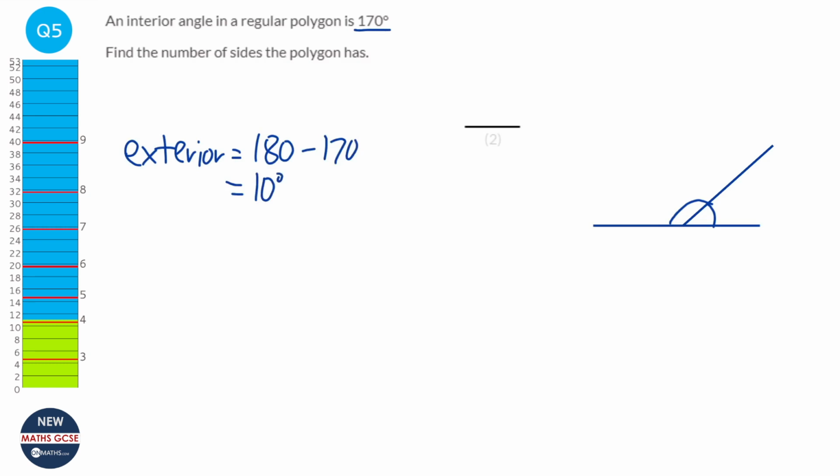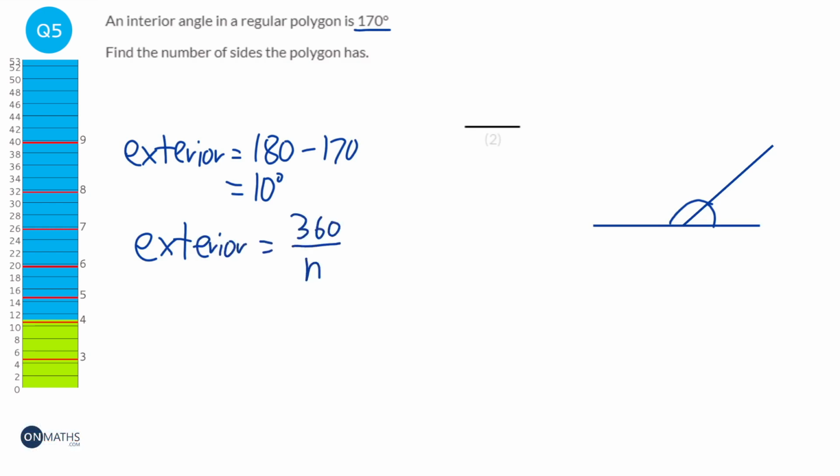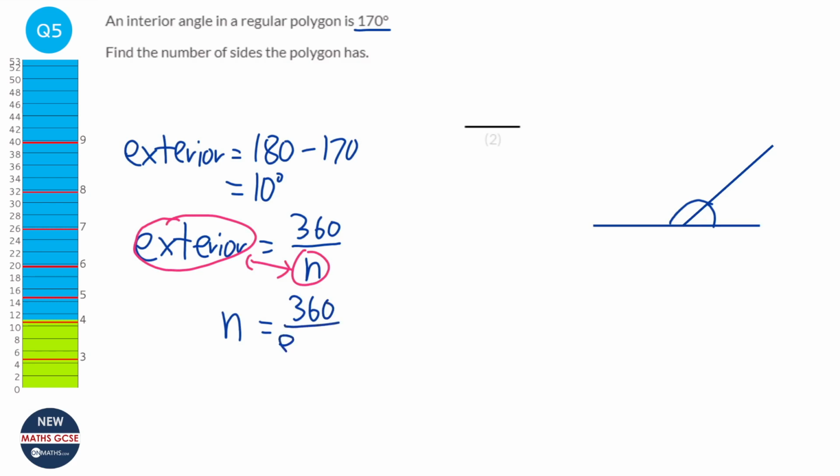So we've already done a different formula for exterior angle, which is 360 divided by n. And something we can do is just swap these two things around. And so we can make the formula that n equals 360 divided by the exterior angle. Well, we know that the exterior angle is 10, therefore n is 360 divided by 10, which would be 36.